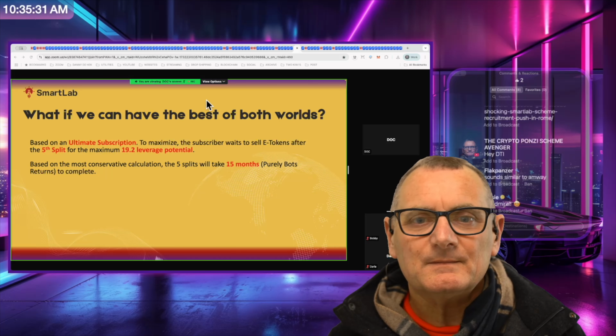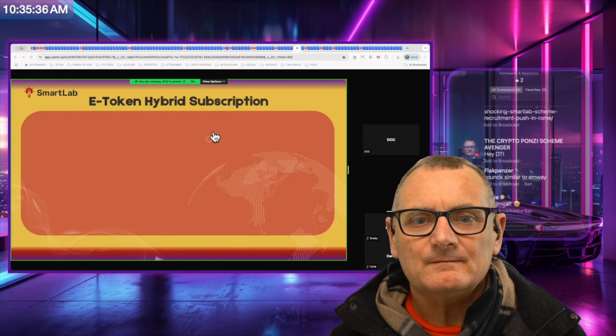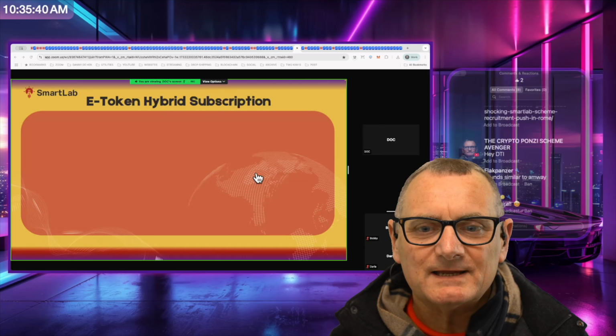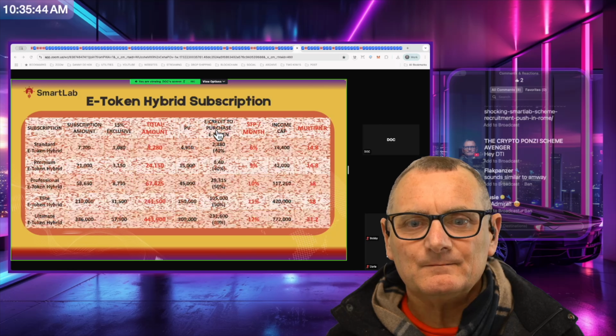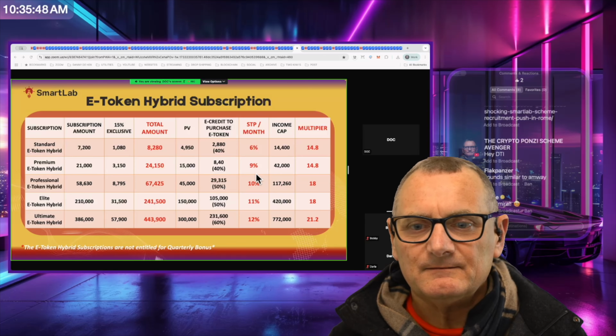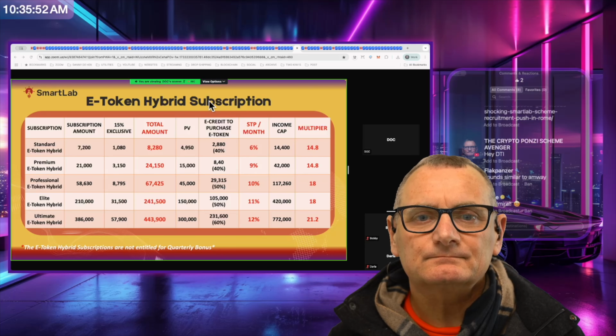What's the problem? So now we're going to roll into the current e-token hybrid subscription, which is another label for a latest offering that SmartLab has. So what does this offering look like? This is Gary Wood speaking, I believe. There are 5 different subscriptions that are available in the hybrid system.